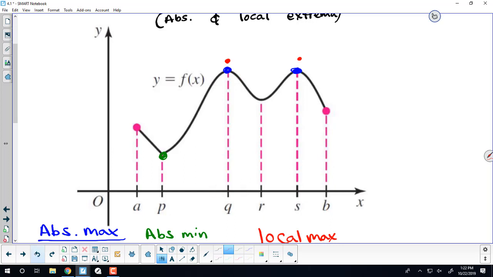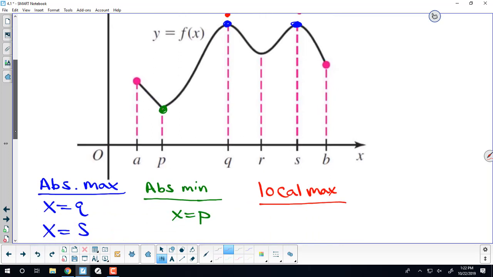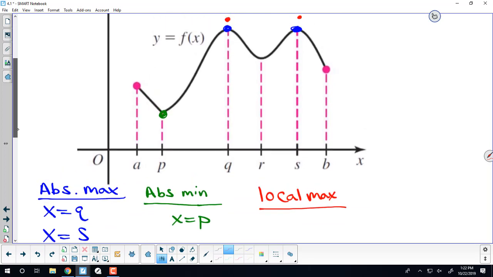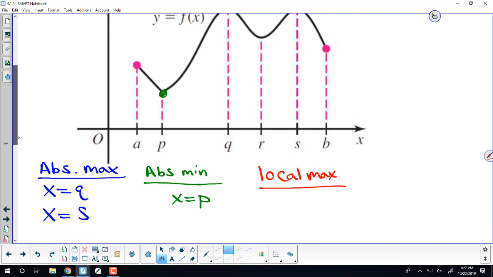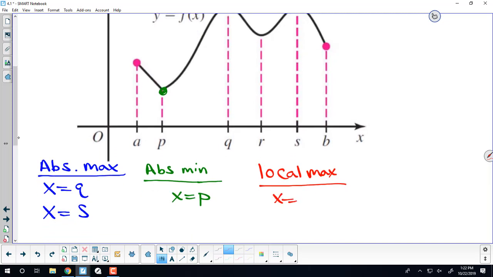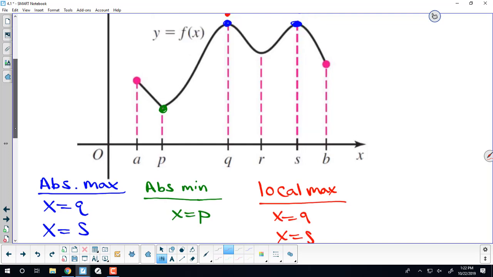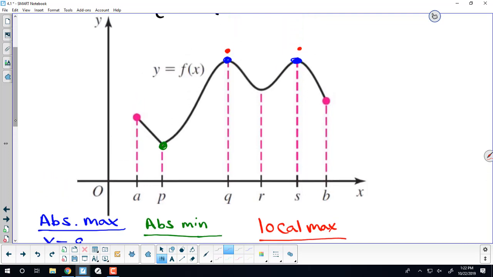Okay. Is that it? Are there any other local maximums? Are those the only two? At q and s. The local maximum couldn't be this point right here, even though this is the highest point in that region. It's an endpoint, so we wouldn't call it a local maximum.